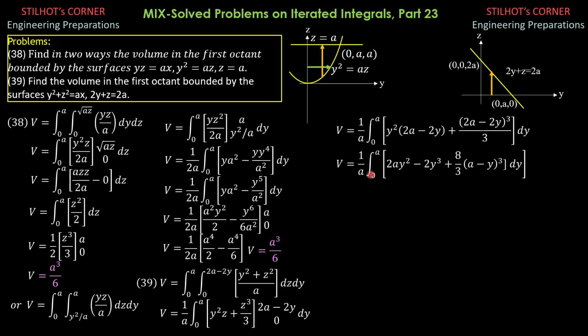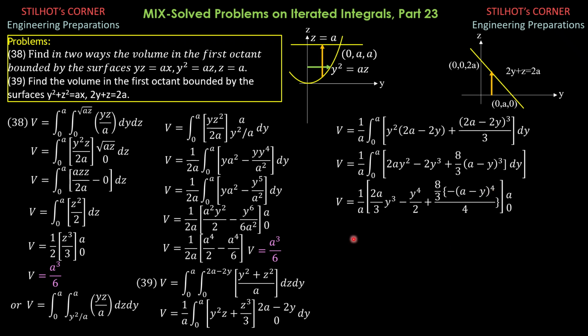So integrating with respect to y, volume equals 1 over a quantity 2a, 2 thirds a y cubed minus y to the fourth over 2 plus 8 thirds, negative a minus y to the fourth over 4, from 0 to a. Take note, this is negative because if we let u be a minus y, the differential is negative dy. So that's why it's negative.